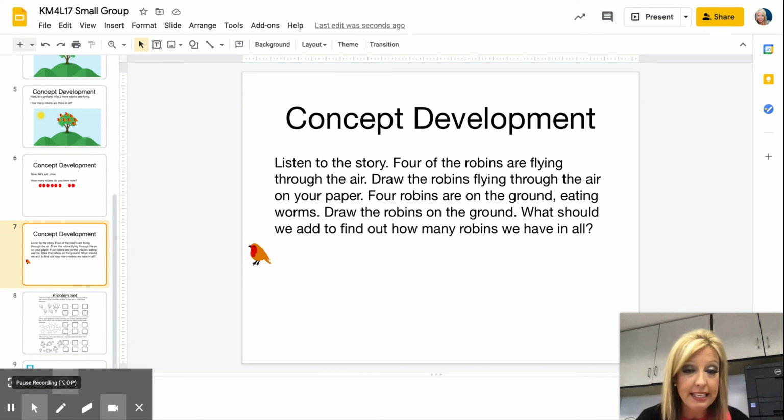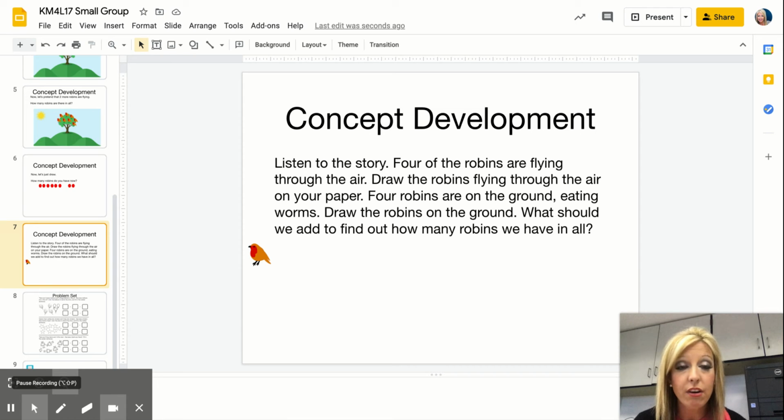Keep your paper handy because I'm going to read you a story problem, and I want you to illustrate that problem and also write a number sentence. So listen to my story. 4 of the robins are flying through the air. Draw the 4 robins flying through the air on your paper.